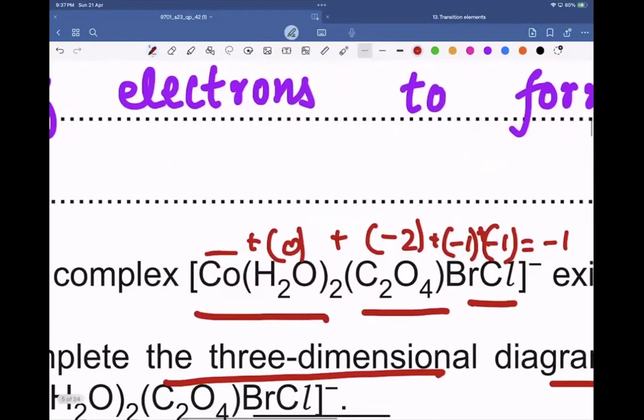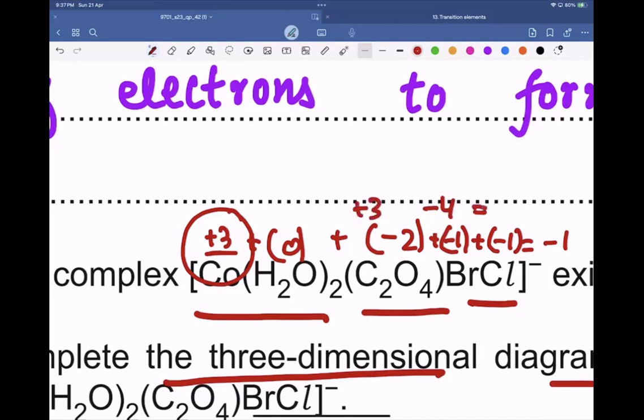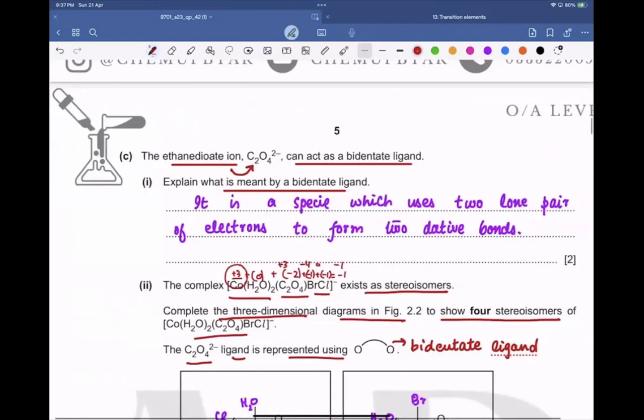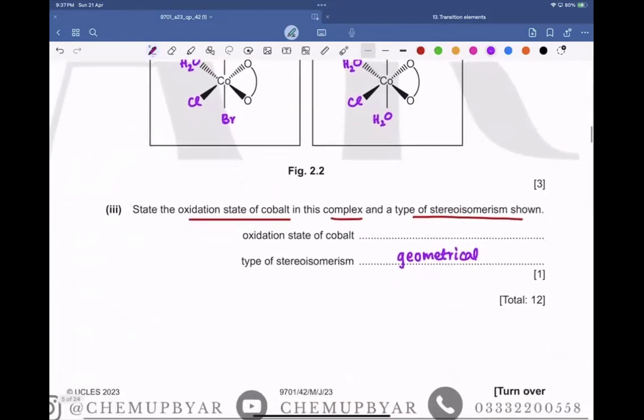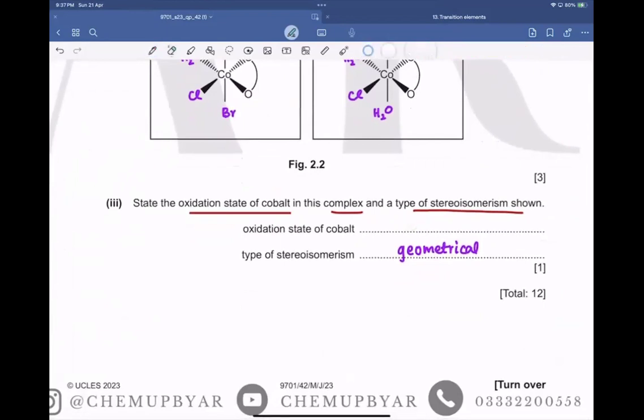You see, it's simple mathematics. You have to add all of the values and figure out this number. Yes, very good, Vash. It's going to be +3. If you add them, plus -2, -1, and -1 makes it -4. So obviously it is going to be +3. That's why you are going to get the -1. So it's +3. Very good, Vash. So the oxidation state of cobalt is +3.